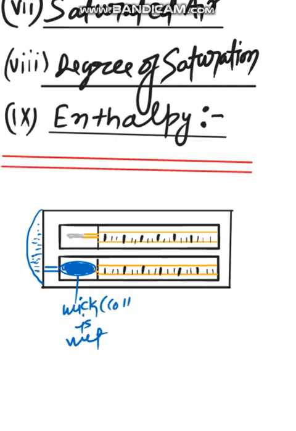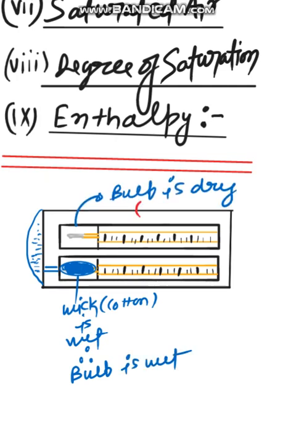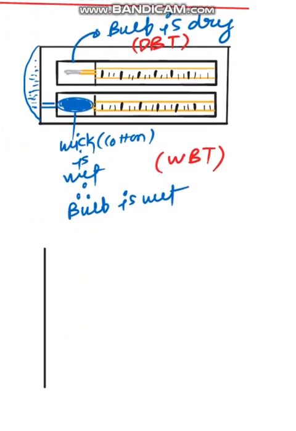This is the wick. Wick is a cotton cloth which is wet in water so that it measures wet bulb temperature. The other one is dry bulb temperature, the usual normal air temperature, which is DBT. And when the bulb of the thermometer is wet, then it measures wet bulb temperature.